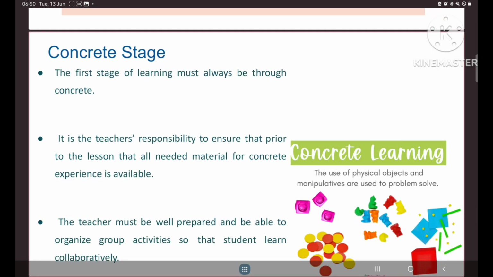Concrete stage. The first stage of learning must always be through concrete. It is the teacher's responsibility to ensure that prior to the lesson, all needed materials for concrete experience are available. The teacher must be well prepared and be able to organize group activities so that the students learn collaboratively.